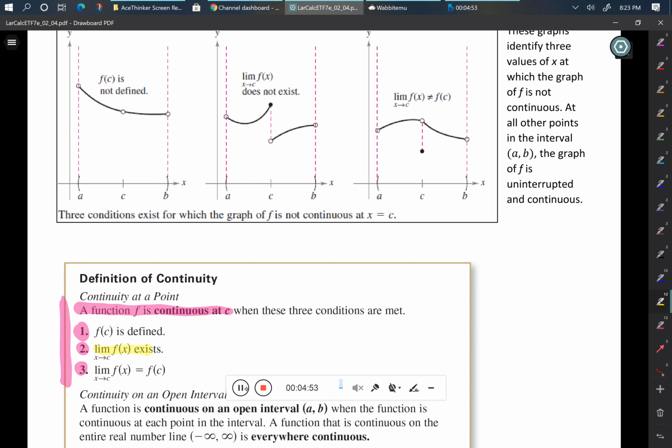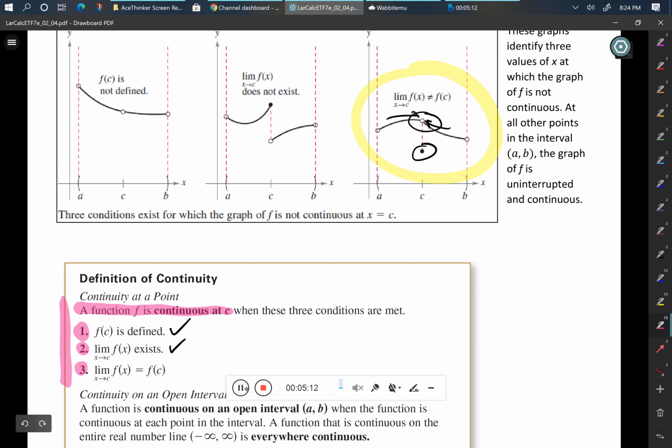Okay? Then let's take a look at number 3, this graph on the right over here. Number 1 is good. The function is defined. Number 2 is good. The limit exists. Coming in from the left, coming in from the right, we're at the same y value.